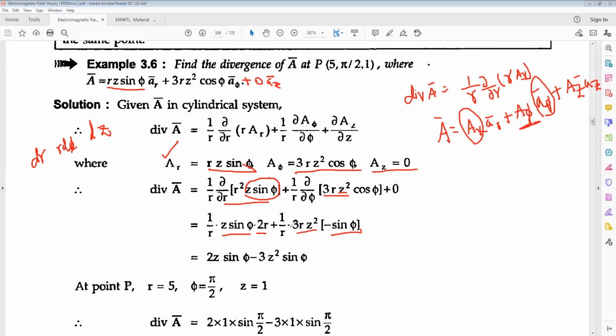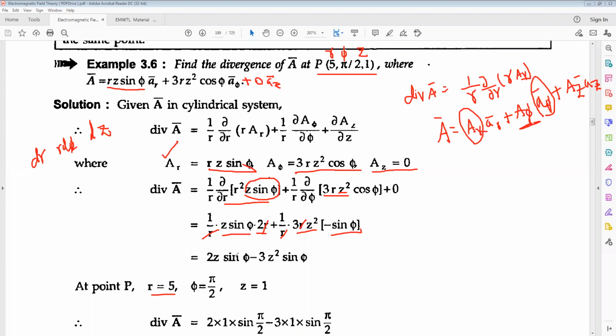Okay, let's substitute here. Then simplifying the function, 1 by R Z sine phi and 2R get cancelled here, and here also the R gets cancelled. Then 2Z sine phi minus 3Z square sine phi. And with the quadrants being R, phi, and Z.